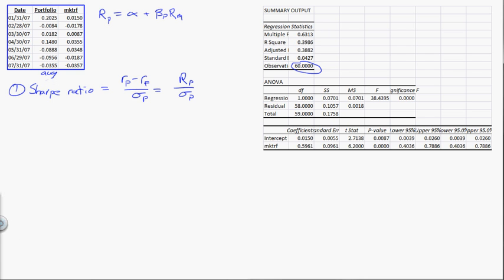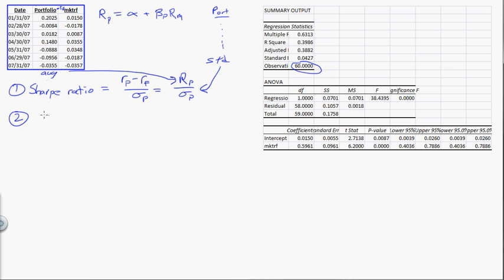Take the average of this column, and then you'd want to have another column that was the portfolio. Remember, I should put minus risk-free rate, just the portfolio returns. Take the standard deviation there, that standard deviation, that average.